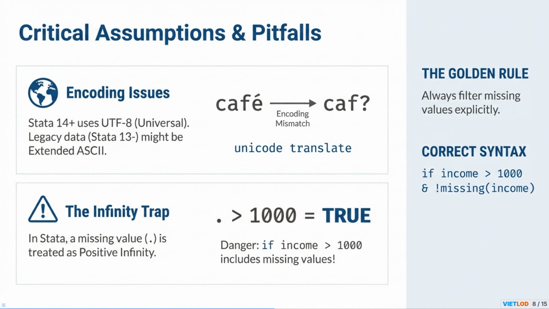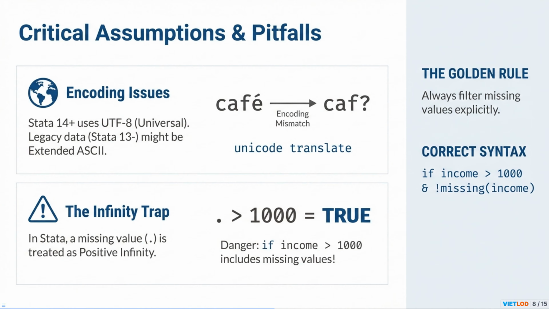Importing data is usually smooth, but there are a few critical pitfalls you must be aware of to avoid serious errors in your analysis. First, be mindful of encoding issues. Modern Stata uses UTF-8, but older datasets might use a different encoding, causing special characters like accents to display incorrectly. The unicode translate command can often fix this.